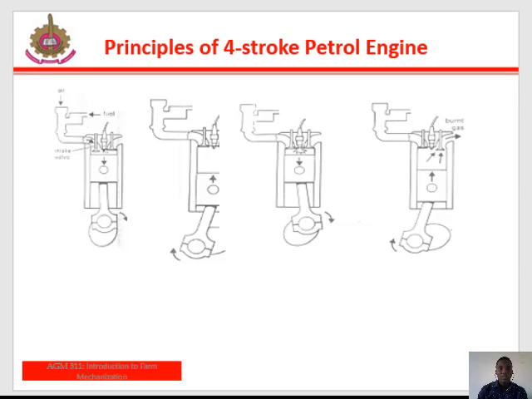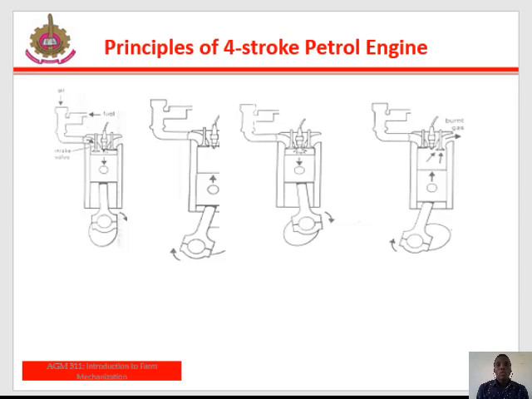Then the next series of events that takes place in the 4-stroke petrol engine is the power stroke. With the approach of the piston towards the top dead center in the second stroke, the fuel-air mixture is ignited with a spark from the spark plug, causing it to burn. The resulting expanded gases push the piston from the top dead center to the bottom dead center. At the same time, both the inlet and the exhaust valves remain closed.